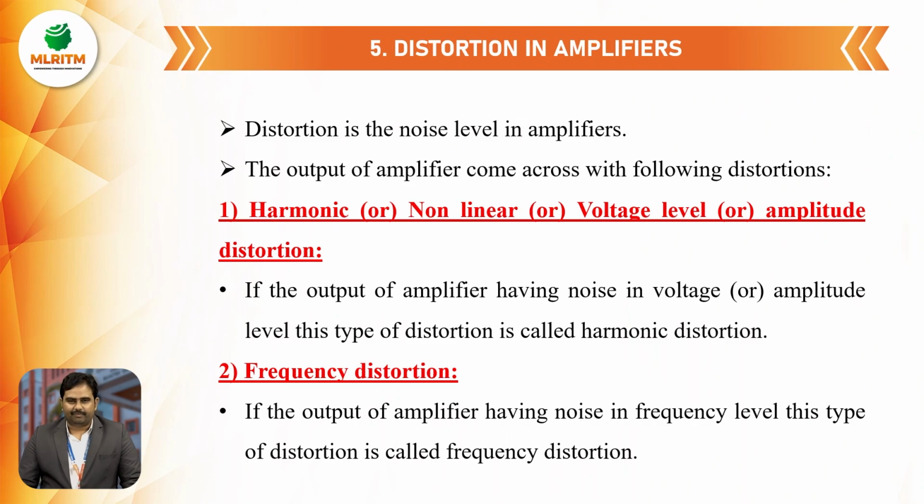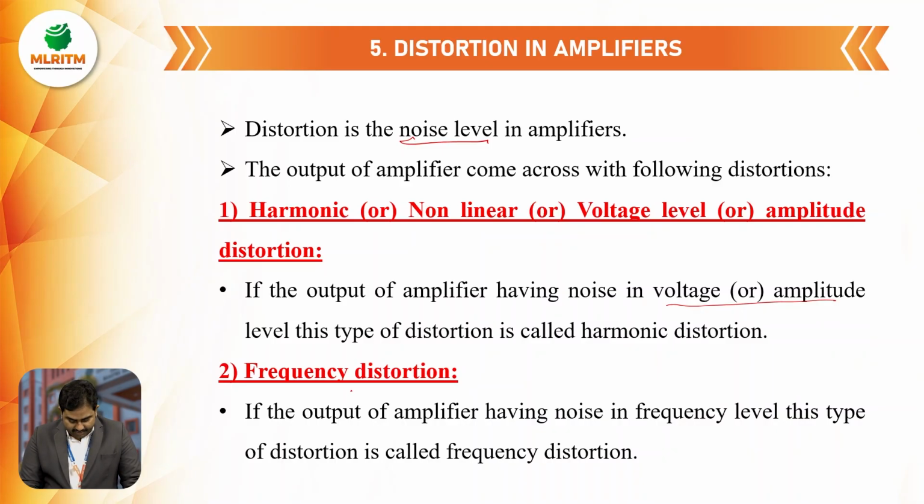Now we will see another topic, that is distortion in amplifiers. So distortion means noise level present in the amplifiers. The output of amplifier comes across with the following distortions that we highlighted here. First one is the amplitude distortion, next one is frequency distortion, third one is the delay distortion. Coming to the first one, amplitude distortion, we also call it as harmonic or nonlinear or voltage level distortion.